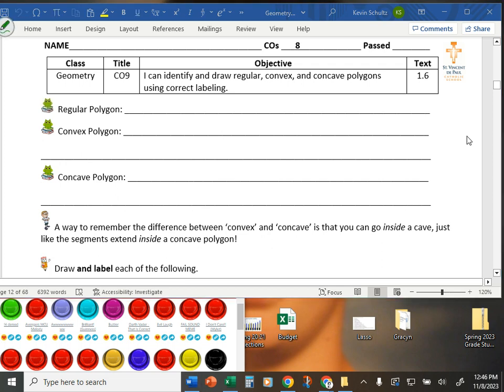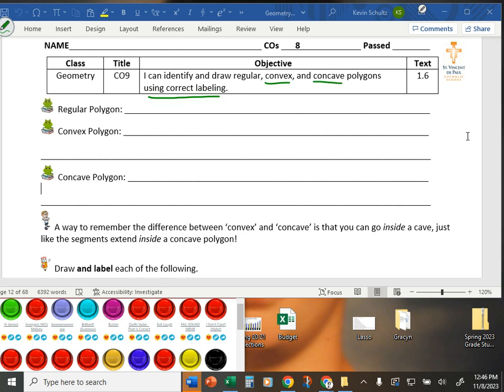Geometry, we are covering CO9, identifying regular, convex, concave polygons using correct labeling, of course. That is very important when you get into geometry. So these words, convex and concave, some of you had experience with them in your homework because I accidentally assigned you some convex, concave questions, so perhaps you looked them up. But today we're going to officially define them.